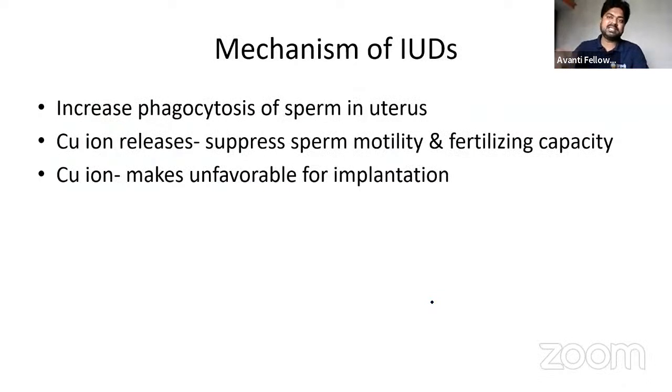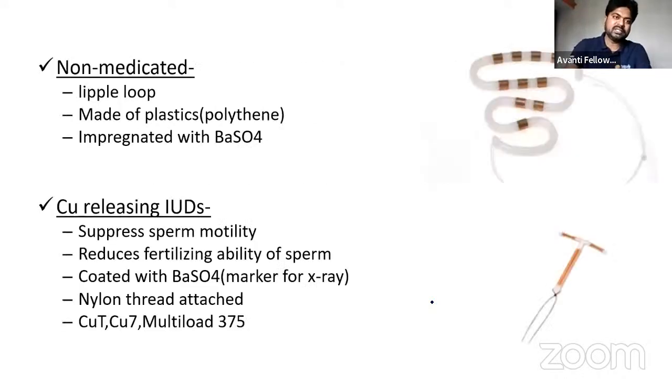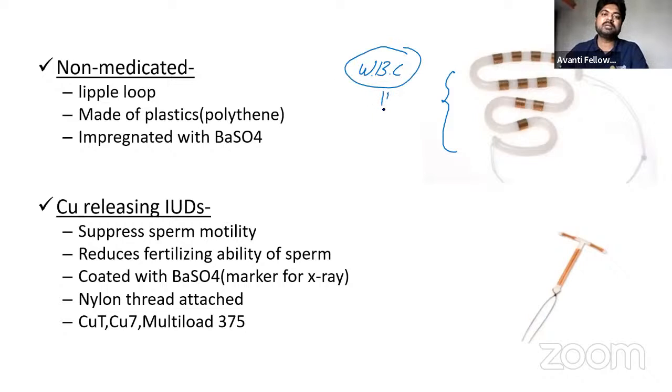So what is the mechanism behind IUD? Whenever we talk about the non-medicated IUDs, you can see in this picture, this is the non-medicated IUD. So the non-medicated IUD develops some WBC. Okay, WBC means white blood cells, which are important for the phagocytotic activity. Okay, so this is the Lippes loop.